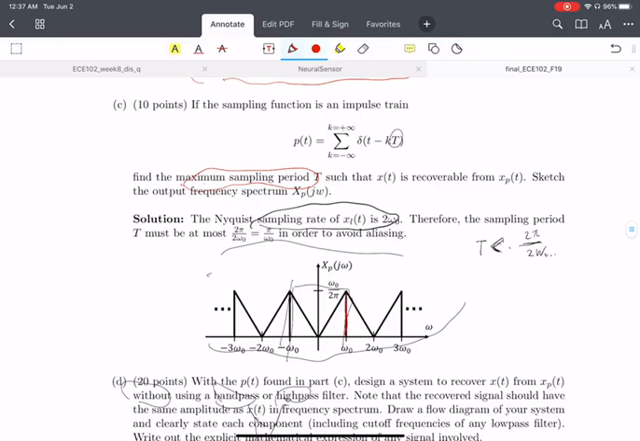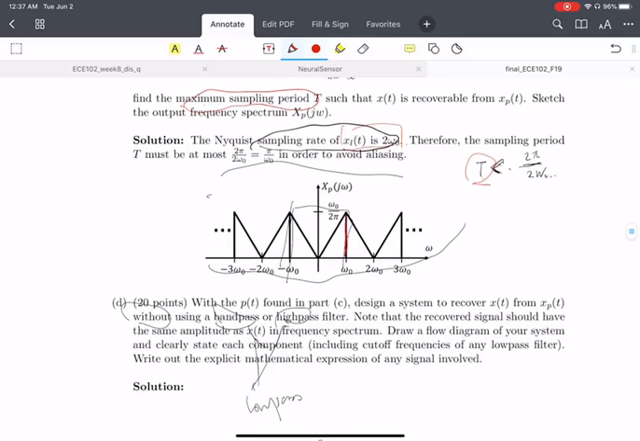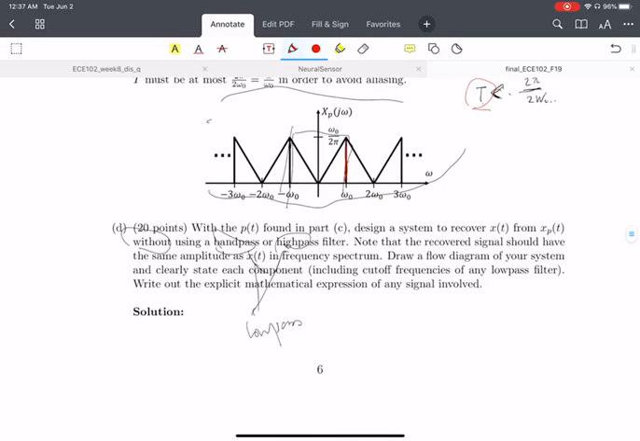The extreme case is at the Nyquist sampling rate, when xl(t) is 2 omega 0, and we just consider this extreme edge case. The maximum period T will be 2 pi over 2 omega 0. So yeah, this is the maximum sampling period.